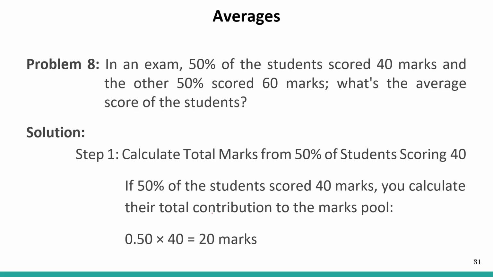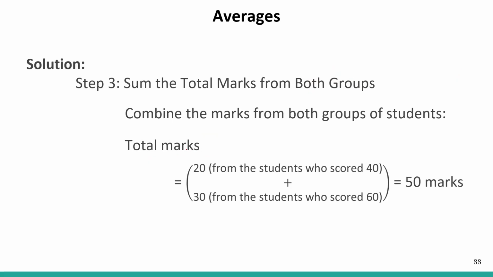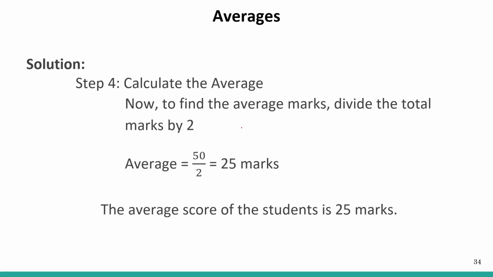So calculating total marks from 50% of the students. If 50% scored 40 marks, then you calculate the total contribution to the marks pool. That will be 20 marks, right? So calculate the total marks from 50% of the students scoring 60. Similarly for them, it will be 30, that is 0.5 into 60. Okay, so adding these two, what we are left with is 50 marks. So 50 marks will be the average.